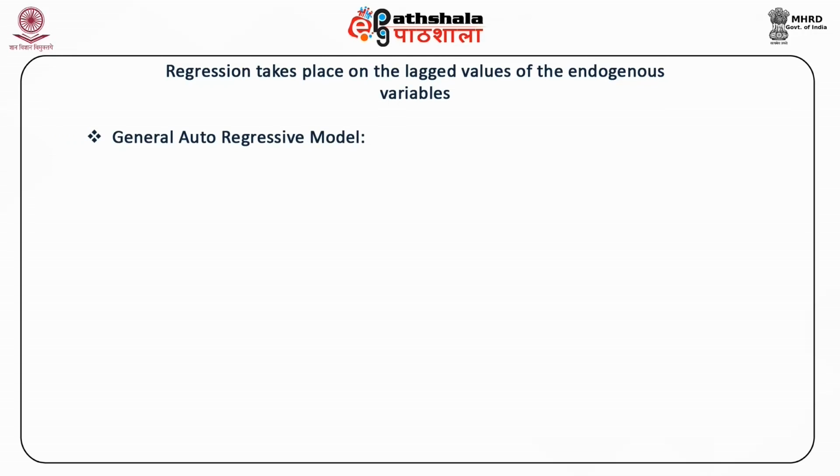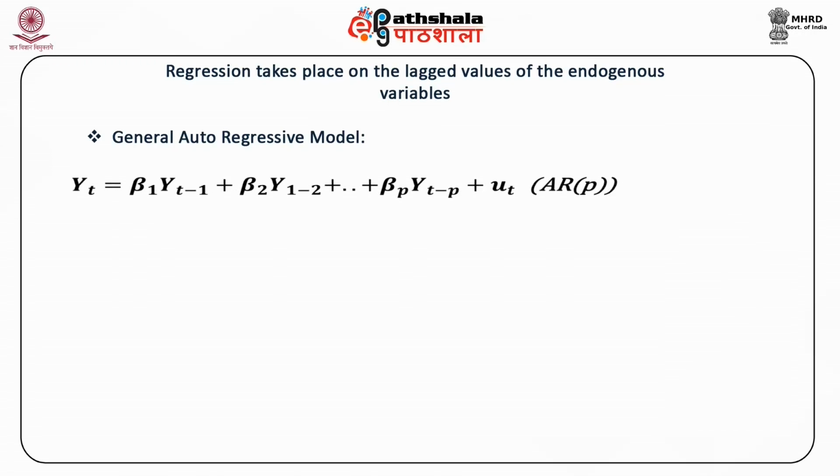Therefore, a series is generated by an autoregressive process of order p if yt is equal to beta 1 yt minus 1 plus beta 2 yt minus 2 till beta p yt minus p plus ut, where beta 1, beta 2, beta p are the parameters and the random variable ut is the white noise. This series is denoted as AR of order p.